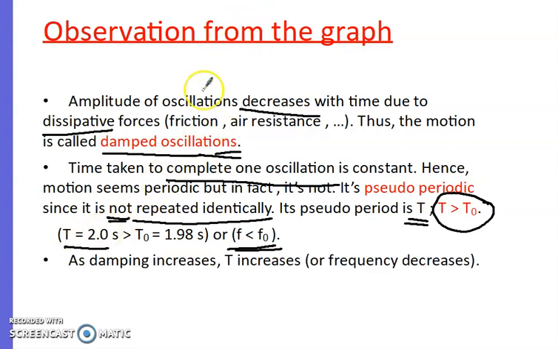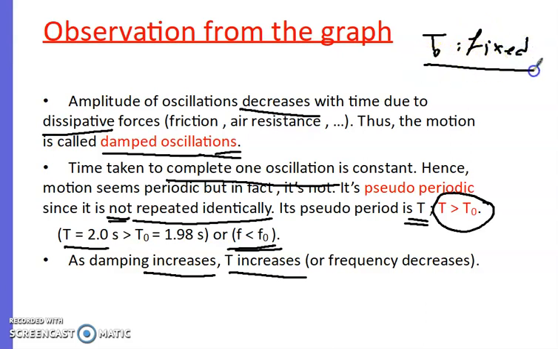Okay, let's continue. Experimentally, we observe that as the damping force increases, the pseudo-period also increases. So be careful: T0 is fixed, constant. Clear? Here we neglected all types of friction. T, however, is a function of friction or the dissipative force. As friction increases, the pseudo-period increases. Okay? Any problem?